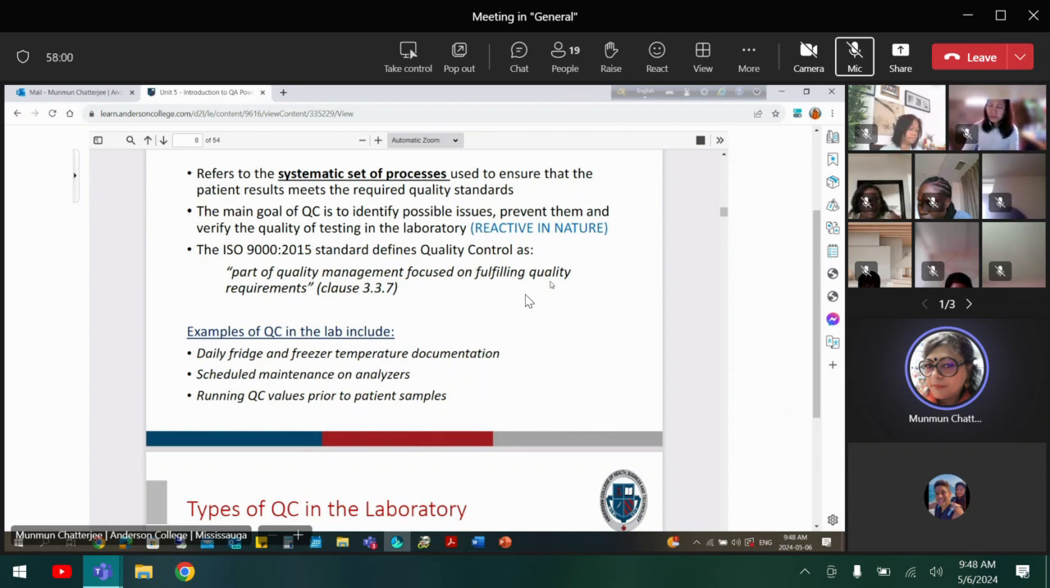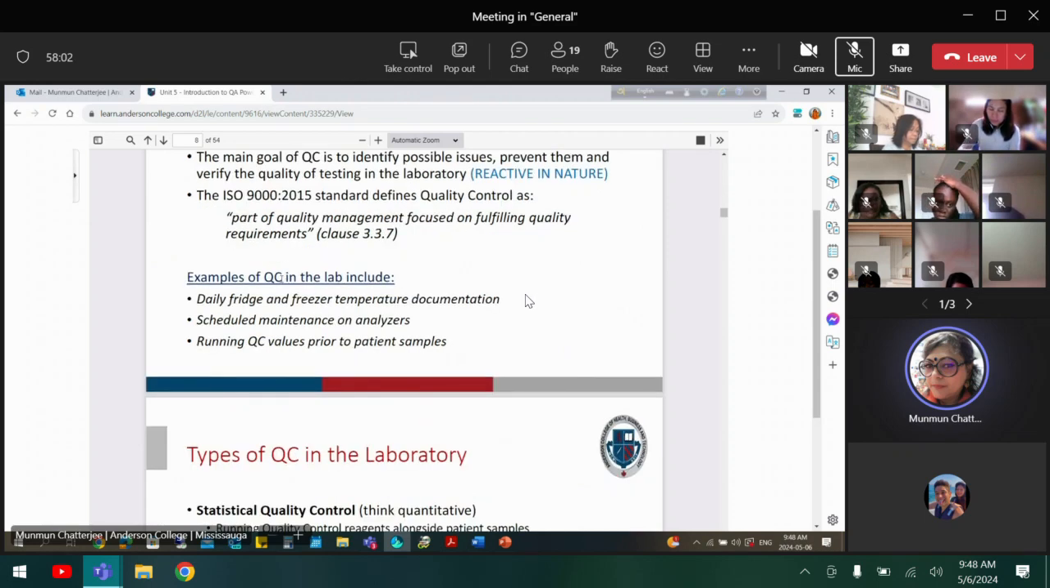It is focused on fulfilling quality requirements. Examples of QC in lab medicine: daily fridge and refrigerator temperature documentation. That is one quality control. Scheduled maintenance of analyzers, running QC values prior to patient samples. How are QC values used? You already have some standard solution, like for pH. When you are going to measure the pH, you have to check that the pH reading with the already supplied pH 4, 7 or 10 is giving you the exact same value. So that is the QC value.